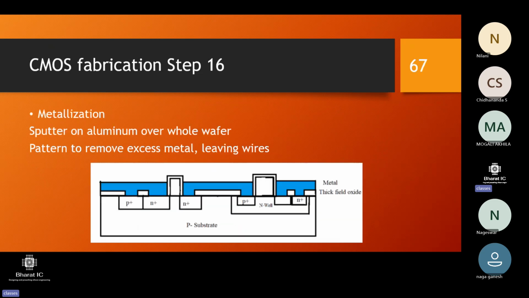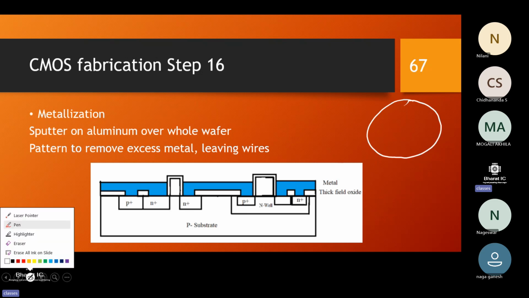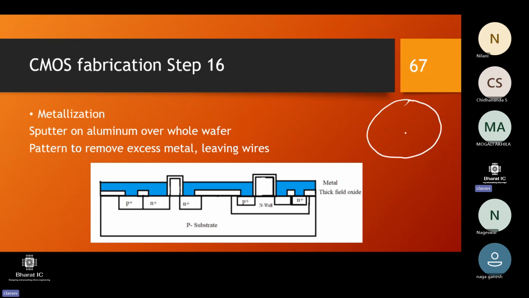Now step 16, the last step, is metallization: sputter aluminium over the whole wafer, then pattern to remove excess material, leaving wires. What happens here is that on top of the whole wafer, all the shapes are already there. Let me show you. All the shapes are like this, available in this one.